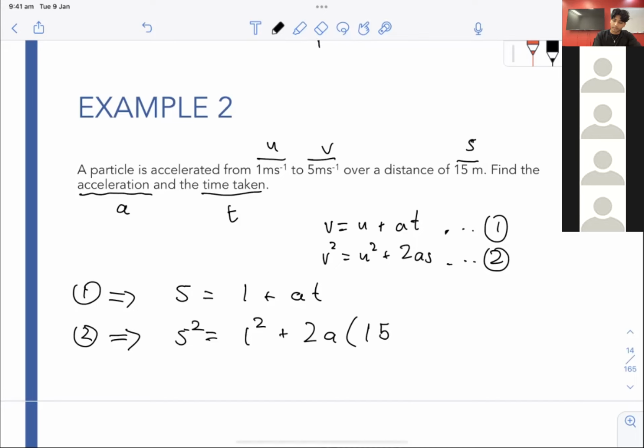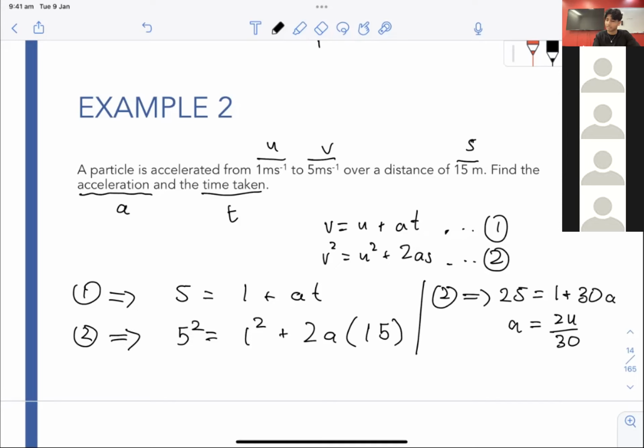Okay, so let me rewrite this S here, this 5 here properly. 5. Okay. So in this equation, we have the unknown as A, all right? And I'm thinking if we can find A from this equation, we can sub it into this one to find T. So a pretty standard approach using some simultaneous equations, all right? So equation 2 will tell us that 25 equals 1 plus 30A. Now, if I skip a few steps, I'm going to get A is equal to 24 on 30, and we'll leave it as that.